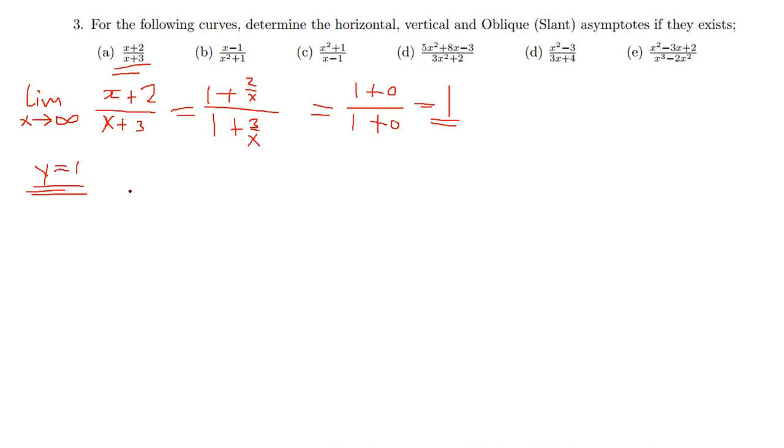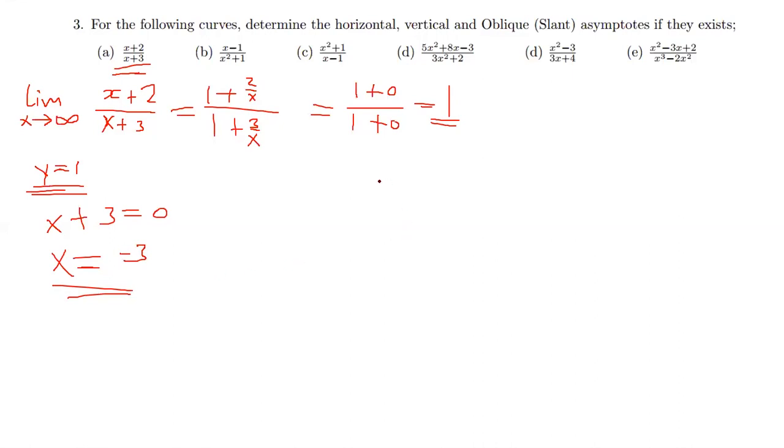Then let us now try to find the vertical asymptote. The vertical asymptote is found by equating the denominator to 0. In this case, our denominator is x plus 3. So when you equate this to 0, the value of x that you get is your vertical asymptote. So our vertical asymptote is simply x is equal to -3.